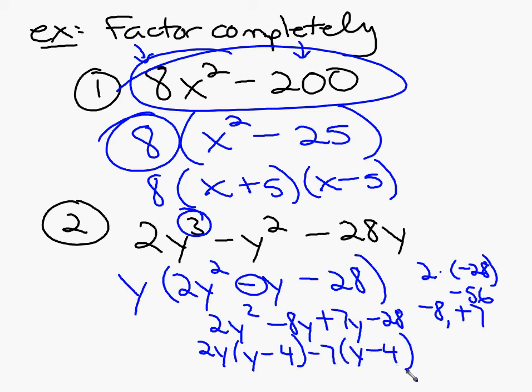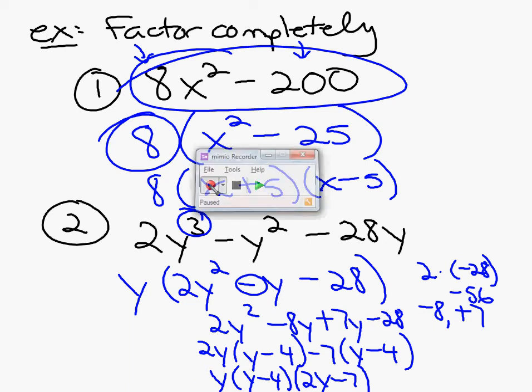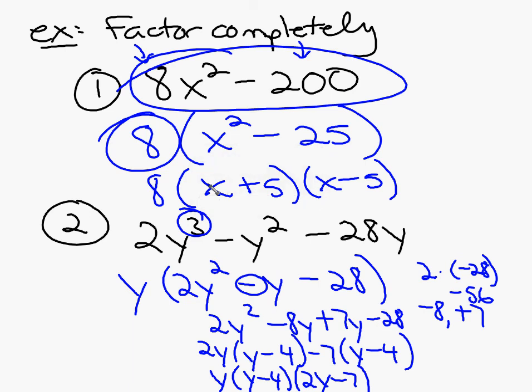So I pull out a y minus 4 times 2y plus 7, and then I have a y there. Okay, I saw a mistake here. This was a negative 28, so this should have been a positive 7 here. So this is your final answer on that problem. And we will stop there for today.